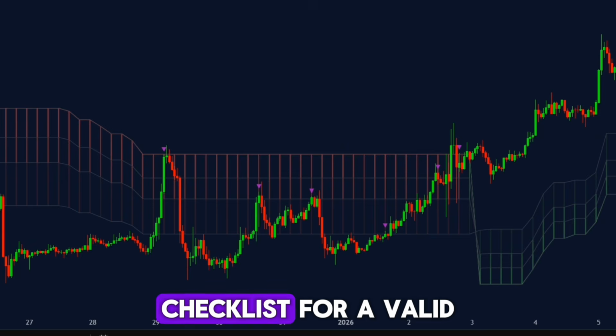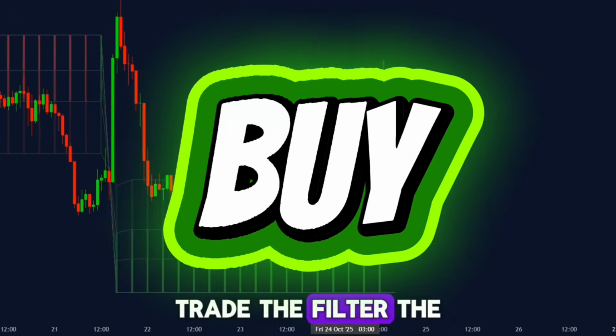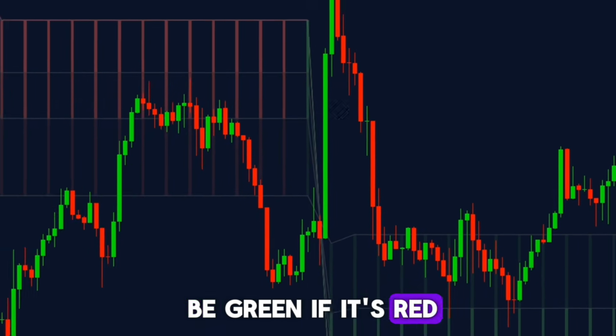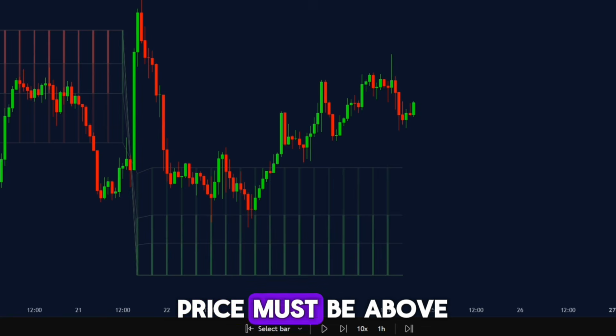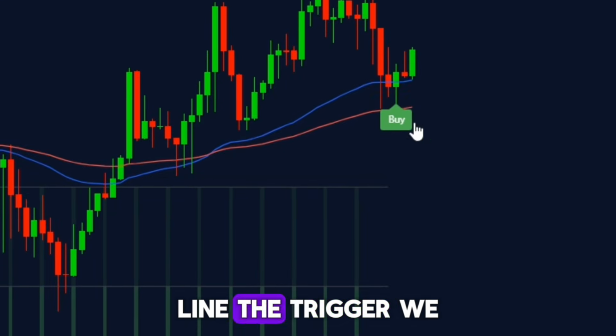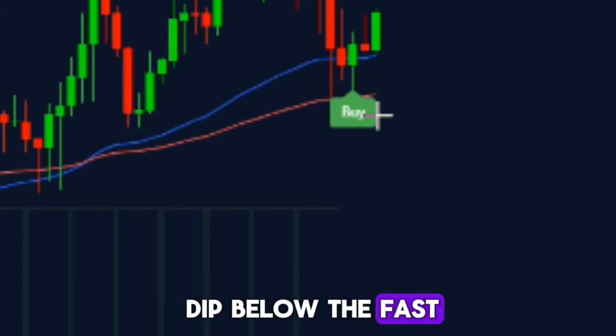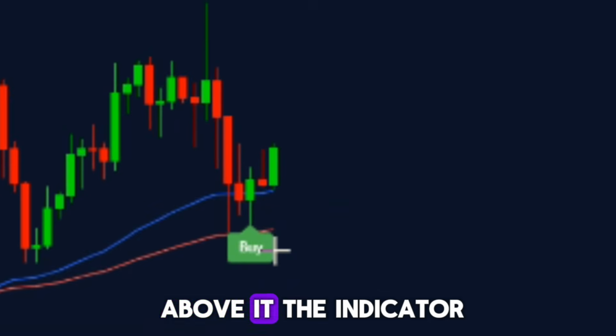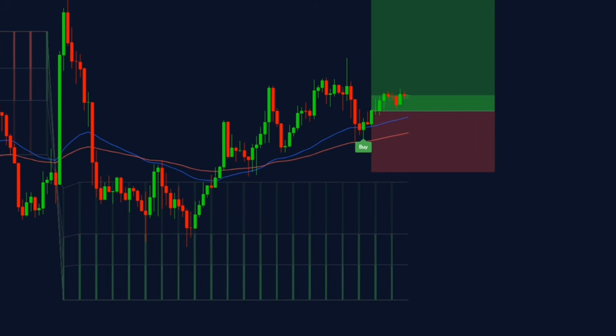Here is the strict checklist for a valid trade. For a buy trade, the filter: the Swing Arm ribbon must be green. If it's red, ignore everything. The trend: price must be above the slow EMA, the 90 line. The trigger: we wait for price to dip below the fast 45 EMA and then close back above it. The indicator will print a buy label.